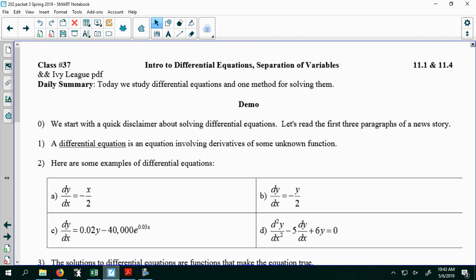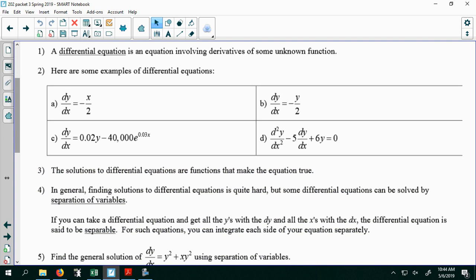Okay, so a differential equation is an equation involving derivatives of some unknown functions. So here are some examples of differential equations. They're just equations that have derivatives in them. dy dx equals negative x over 2, dy dx equals 0.02y minus 40,000 e to the 0.03x, dy dx equals negative y over 2. So it looks very similar to the first one, but this one has an x and this one has a y.